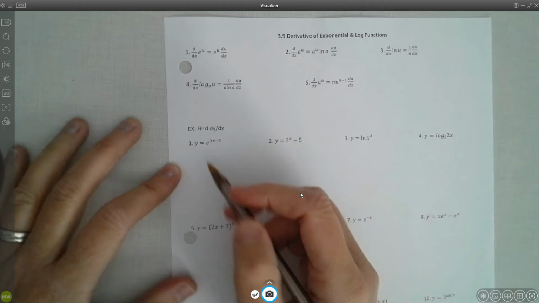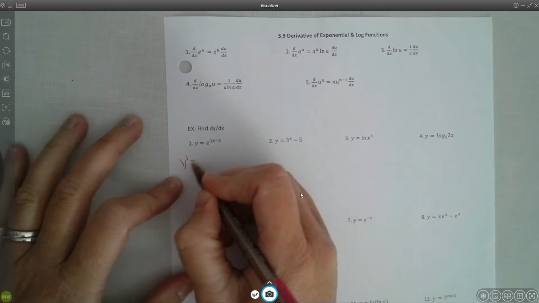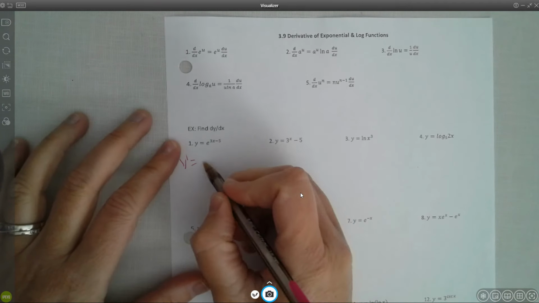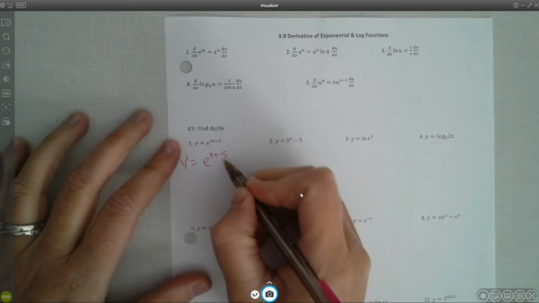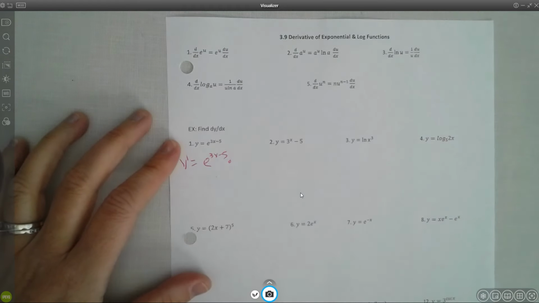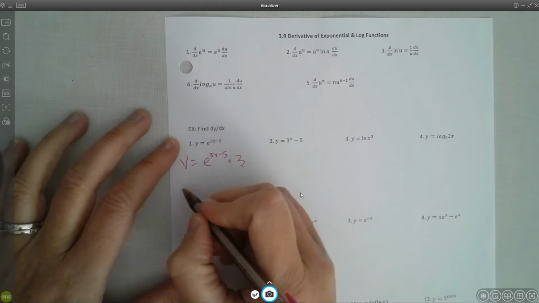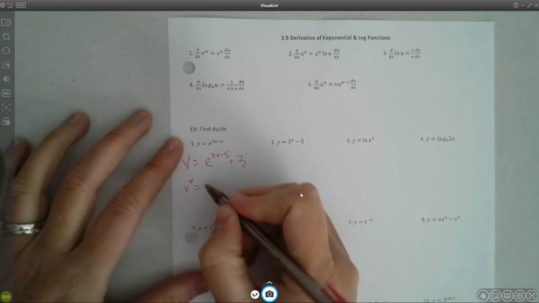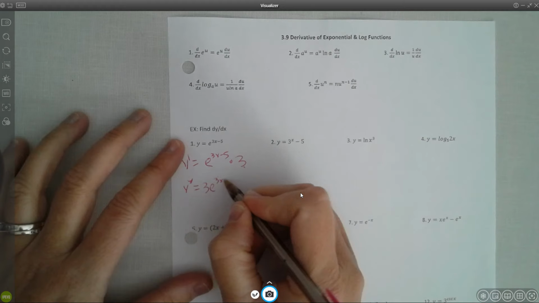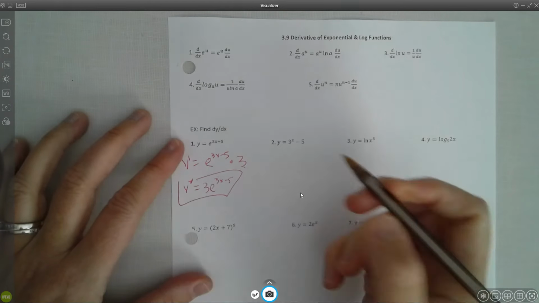So what this means is that this example right here, so take the derivative of this, you rewrite it, times the derivative of your exponent. The derivative of your exponent is 3. So it is 3e to the 3x minus 5 would be your derivative.